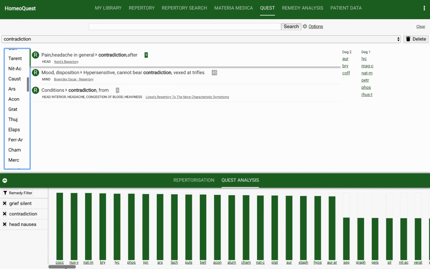So that is why Cocculus is so highly graded, and the remedy that helped this person was Cocculus. So that's the beauty of Quest analysis, churning out key rubrics, and it gives you a ready-made graphical analysis. You don't need to go and read from the Materia Medica because it's already added in, and Quest has been one of the most revolutionary things for HomeoQuest members because it saves a lot of time.